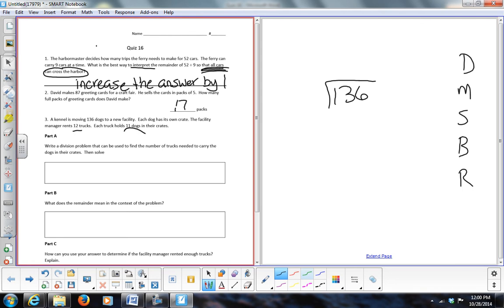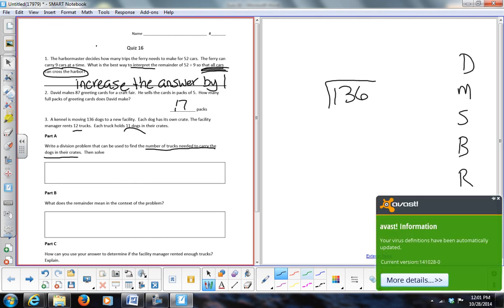Raise your hand if you believe that we should divide by 12 trucks. Raise your hand. All right, 11 dogs. Okay. So, if I want to know how many trucks, look at part A. It says, write a division problem that can be used to find the number of trucks needed to carry the dogs in their crates. So, I need to know, first of all, how many dogs can fit in a truck, which is 11. Then I can figure out how many trucks I need to transport 136. So what am I going to divide by? The amount of dogs, right?